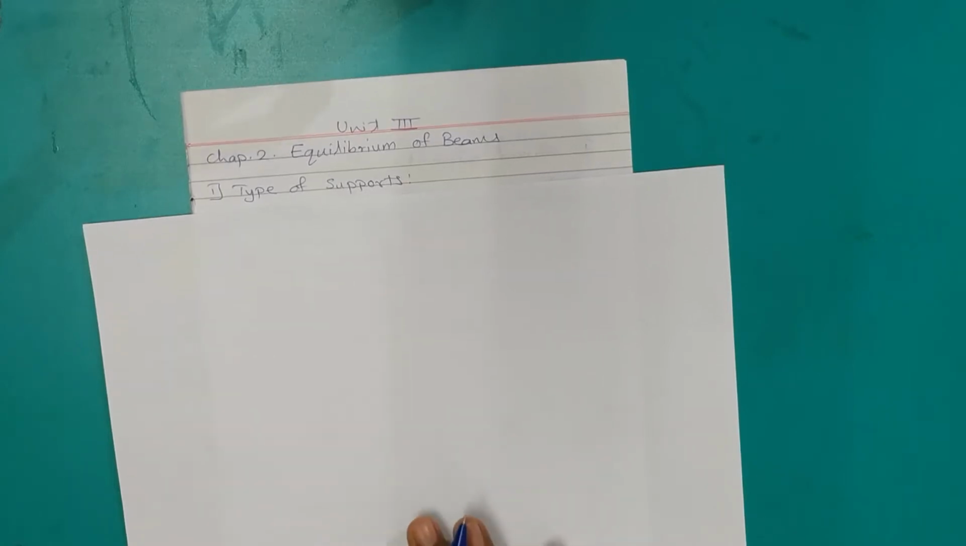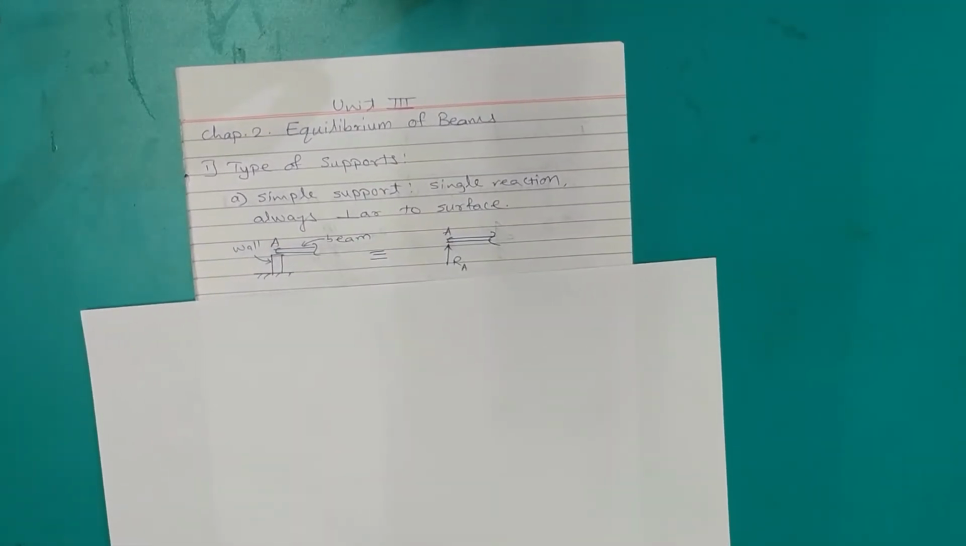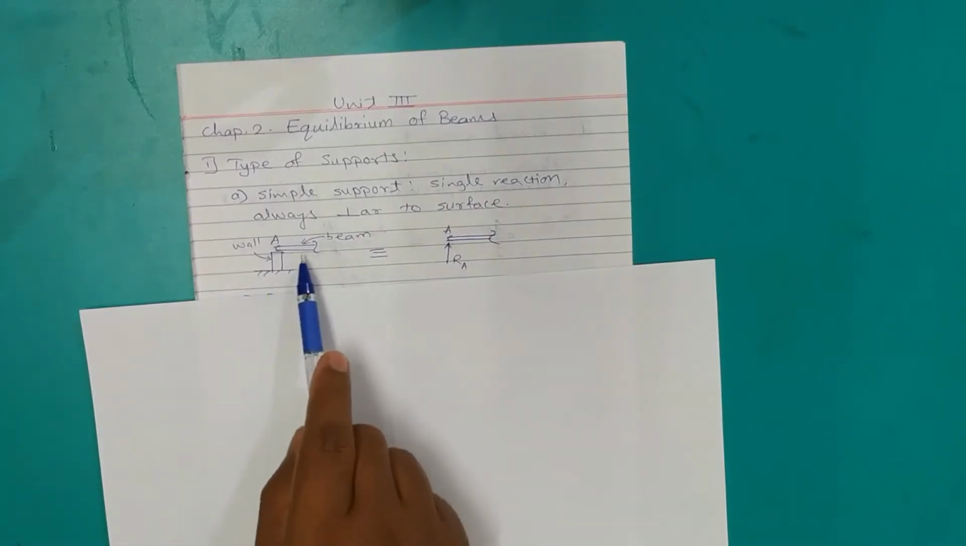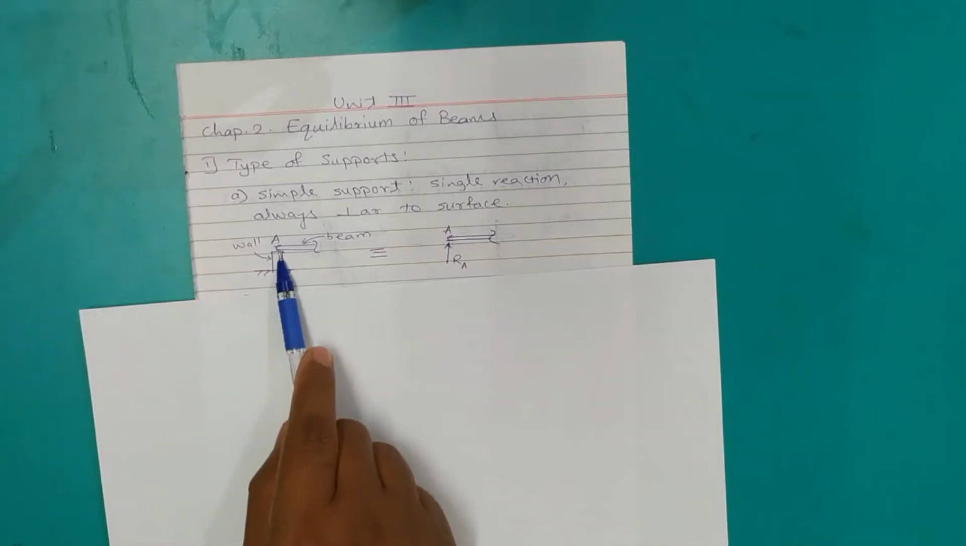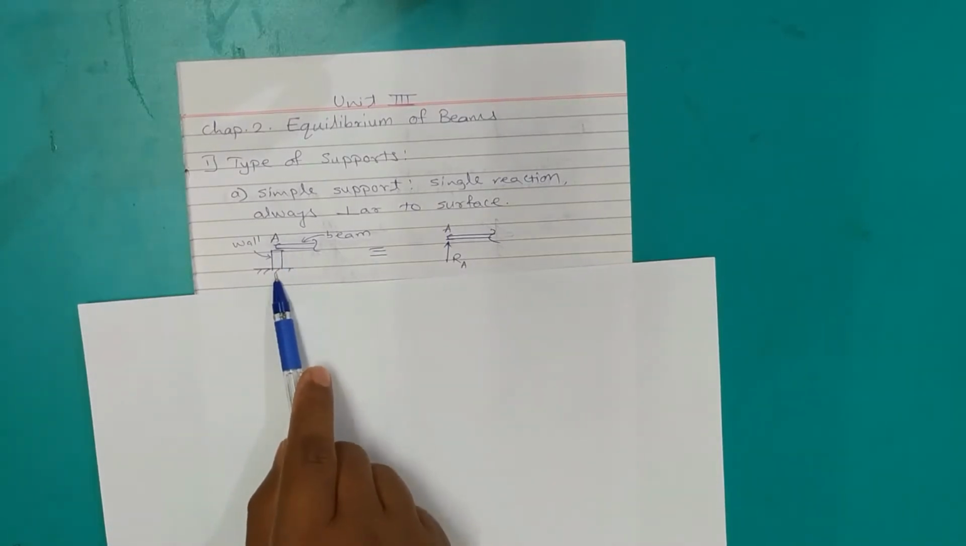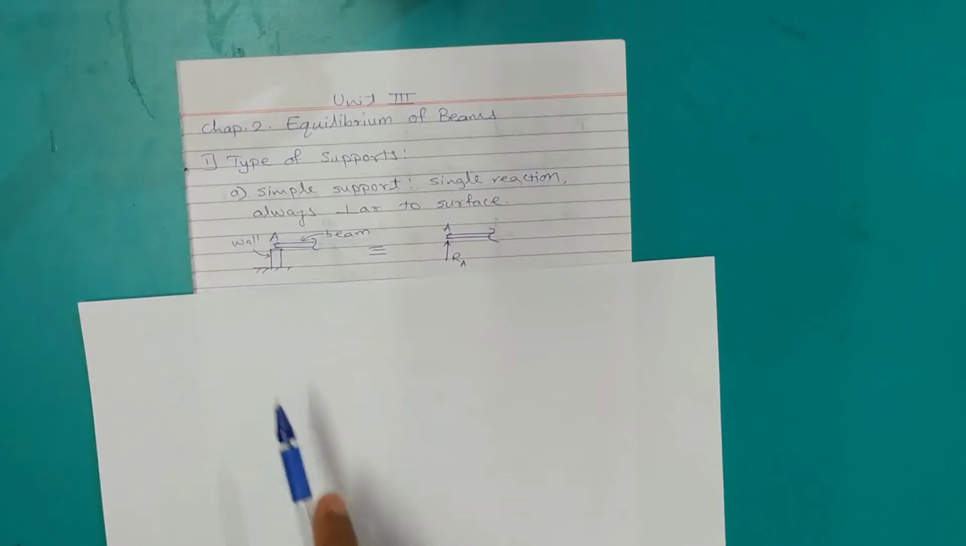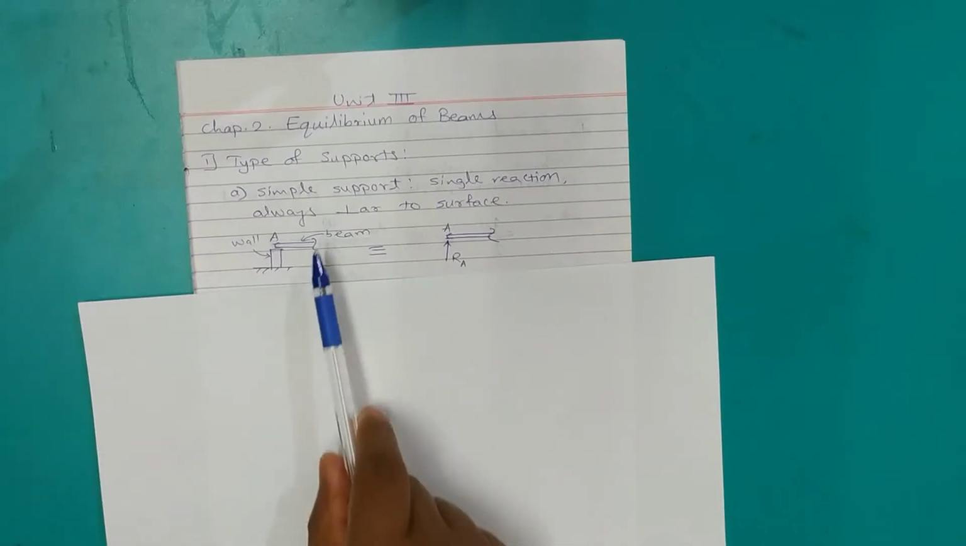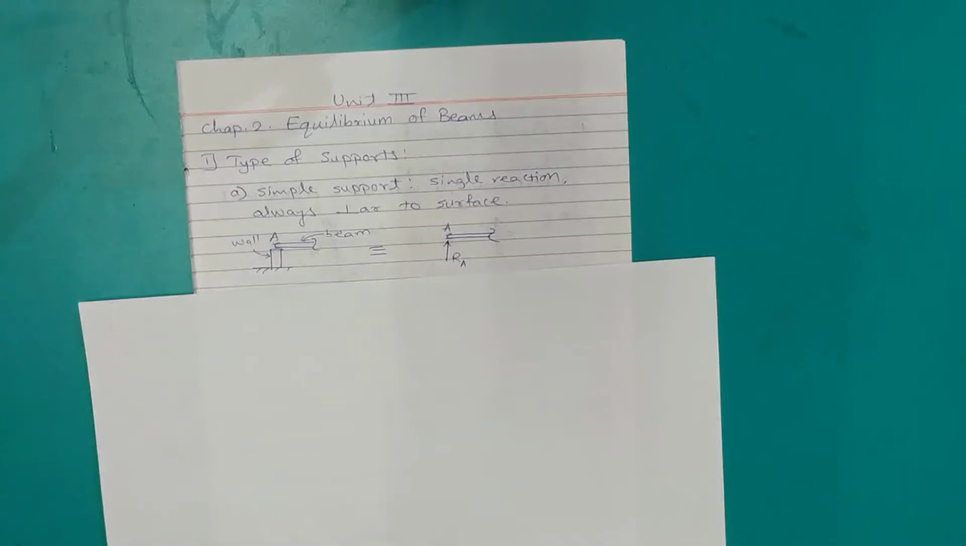What are the different types of supports given for a beam? The first type of support is simple support, where the beam will be simply kept on a surface. For example, let's say on a wall, one end of the beam is just kept. The wall can be considered as a simple support. Simple support always gives a single reaction which is always perpendicular to the surface.